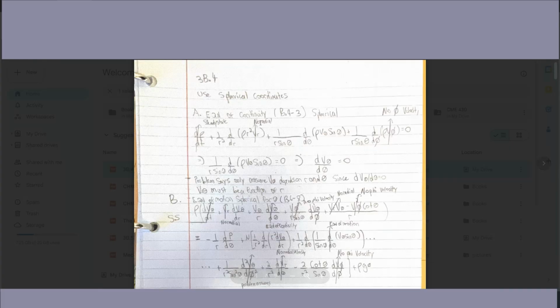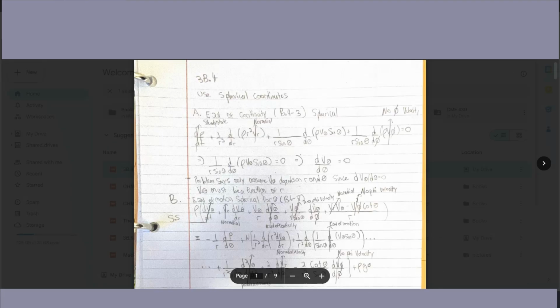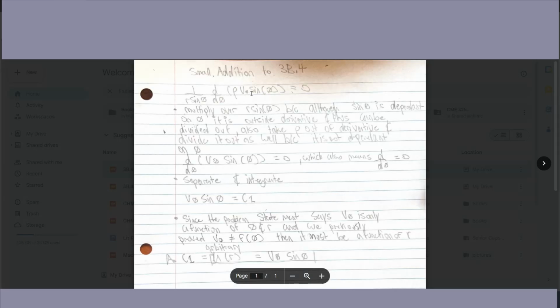So we've got the equation of continuity, B.4-3, and that's for spherical coordinates, obviously. This is table B.4, page 846. So, the equation of continuity, basically getting rid of the radial velocity, saying it's steady state, no phi velocity, and so we're left with this equation here. And then this explanation is not the greatest, so I just added another explanation. I'll get to that in a second. All right, so yeah, we're back at this equation.